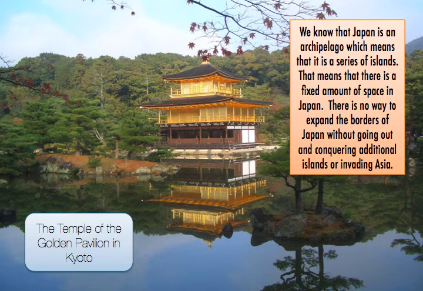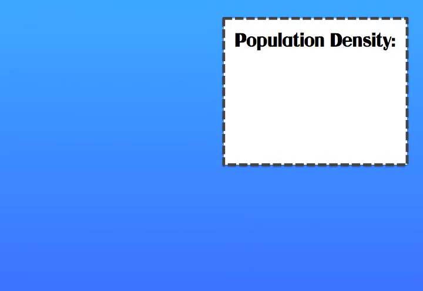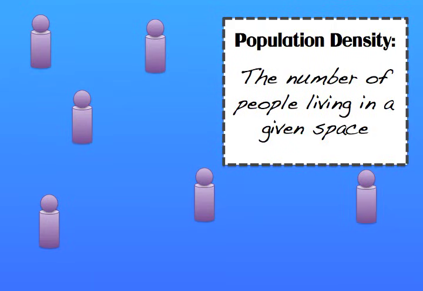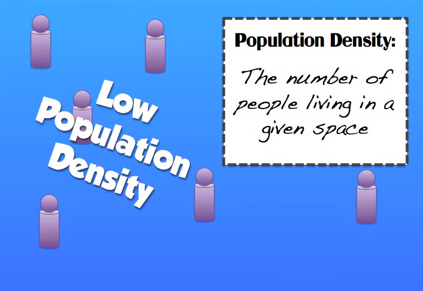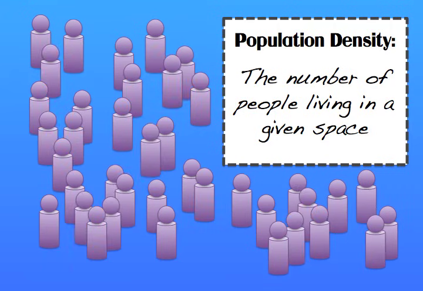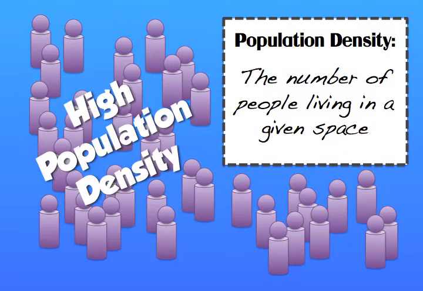And that brings us to the next term which we need to know, which is population density. Population density is the number of people living in a given space. So if you have a relatively small number of people living in, let's say, a square mile, that means that there's relatively low competition for the resources available there. That's what we would describe as a low population density. But as the population starts to rise in that same amount of space, you have more and more competition for those resources. And you can get to what's known as a high population density.